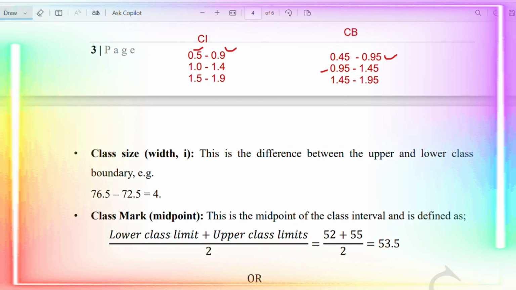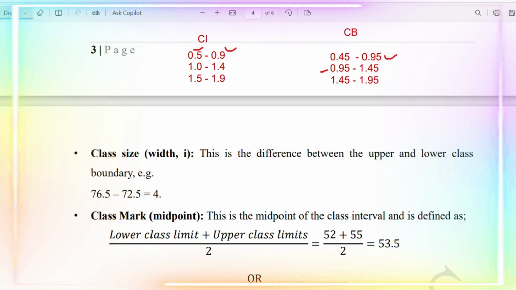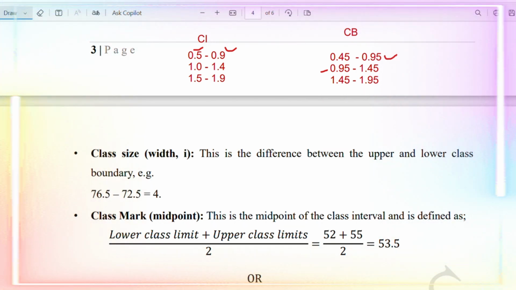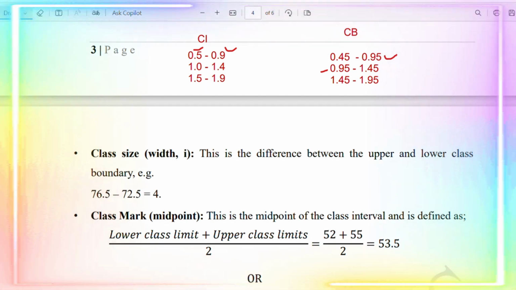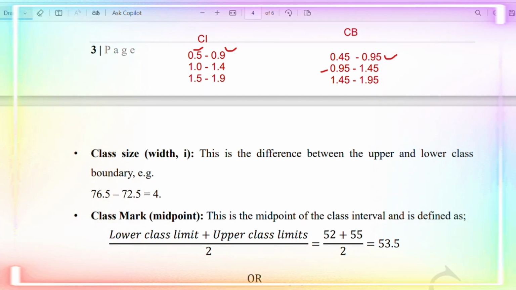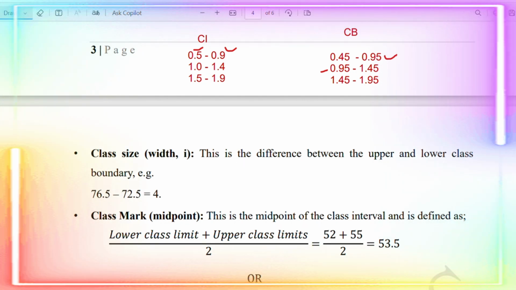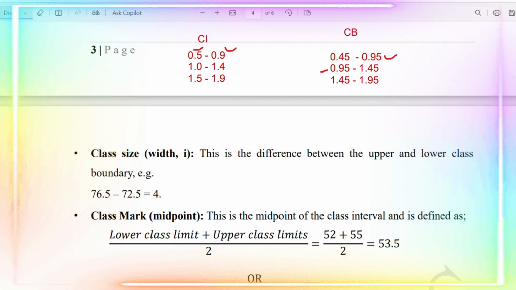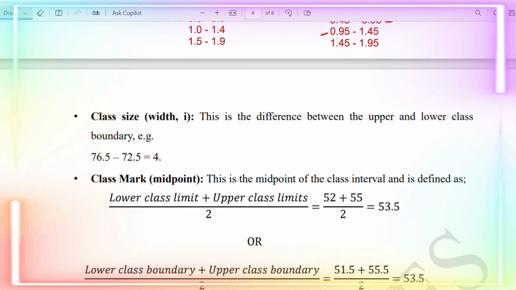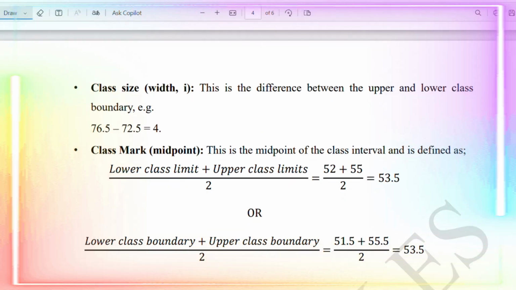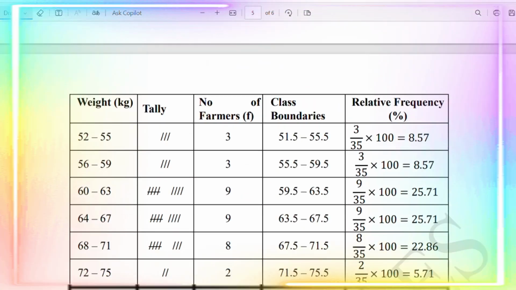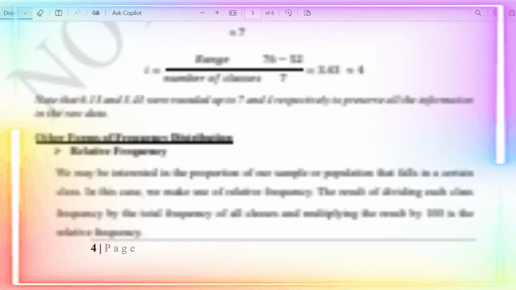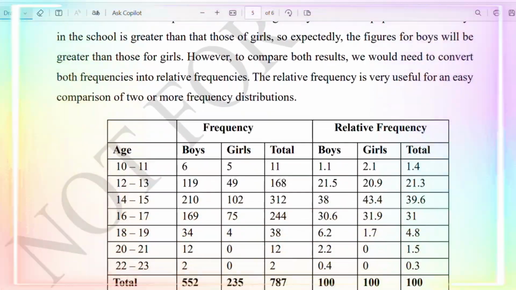Then the next is the class mark or midpoint. This is the midpoint of the class interval and is defined as the lower class limit plus the upper class limit, divided by 2. It's just the average of the class limits. And that is about that. Maybe I will also give you a clue on this later, when we talk about the class size.